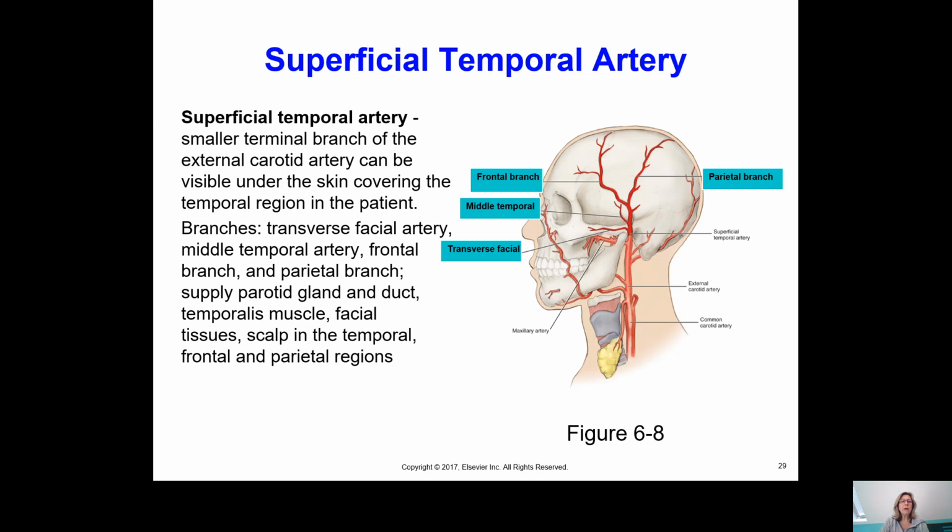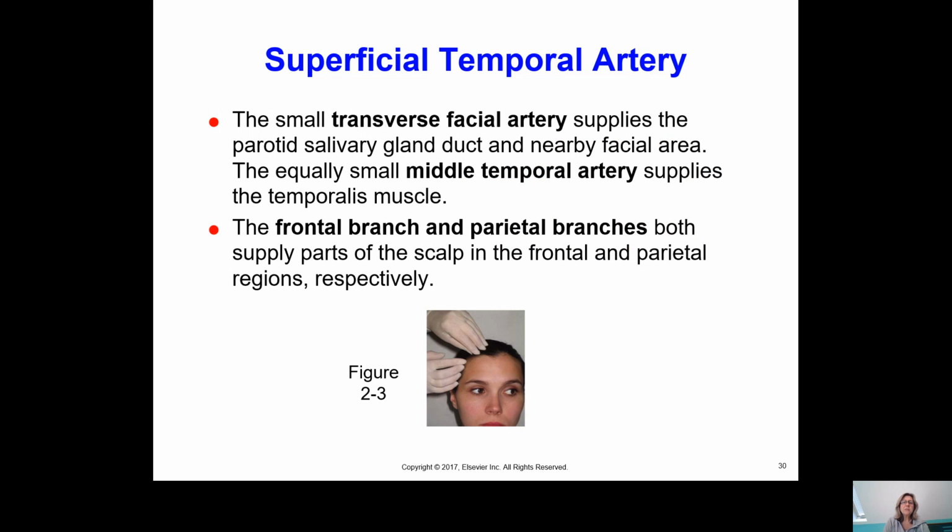Your superficial temporal artery then has smaller branches. You have the frontal branch, the middle temporal, the transverse facial, and the parietal branch. And they are going to supply areas on the sides of your head. The small transverse facial artery supplies the parotid salivary gland and duct and nearby facial area. The equally small middle temporal artery supplies the temporalis muscle. The frontal and parietal branches both supply parts of the scalp in the frontal and parietal regions respectively.